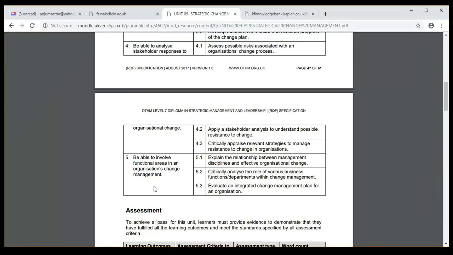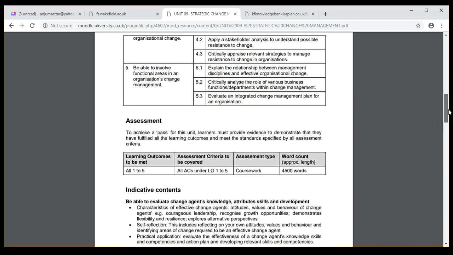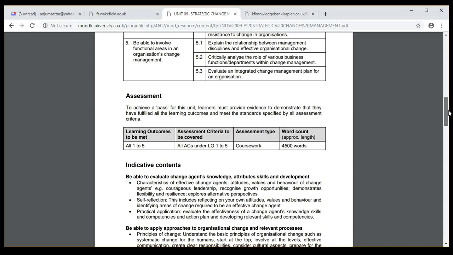During our last lesson, we will go through, be able to involve functional areas. What are the functional areas? How will the change impact these, in terms of marketing, human resources, production? All these are the functional areas, and we will go through how the organization can function effectively. So all this will be in our discussion.